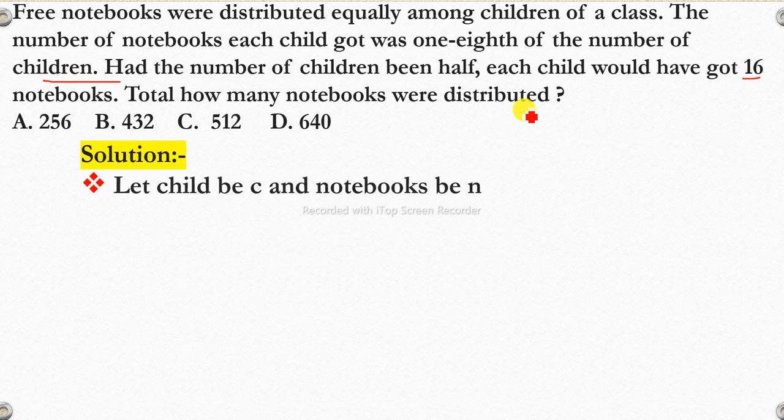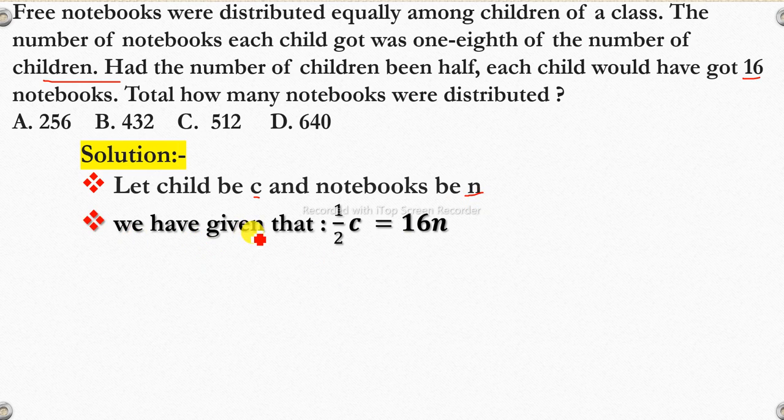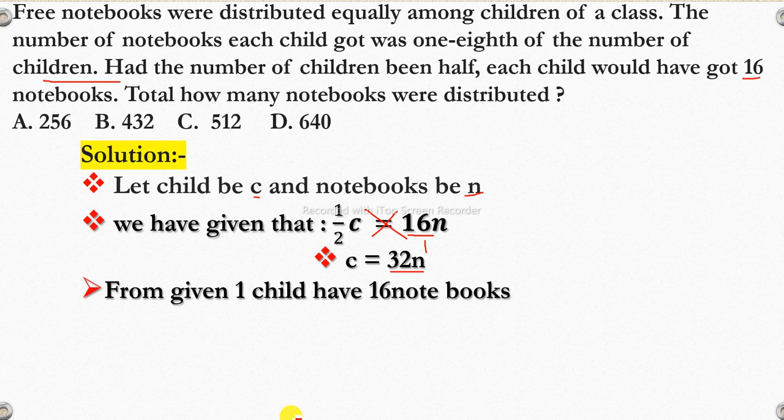This is a very simple question. From the given, let the children be C and the notebooks be N. We are given that when the number of children is halved, each child gets 60 notebooks. So 1 over 2 of the children, C, is equal to 60 notebooks. Let N be notebooks. So C is equal to 32N from the given, by using cross-multiplication, C equals 32N. Again, from the given, one child has 60 notebooks. So from here, 1C is equal to 60 notebooks.